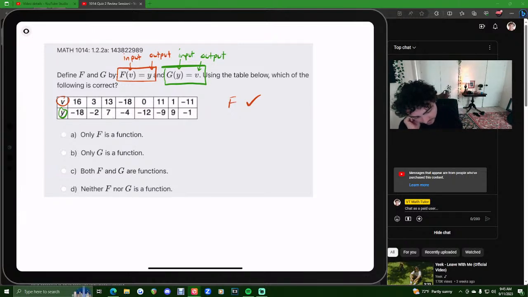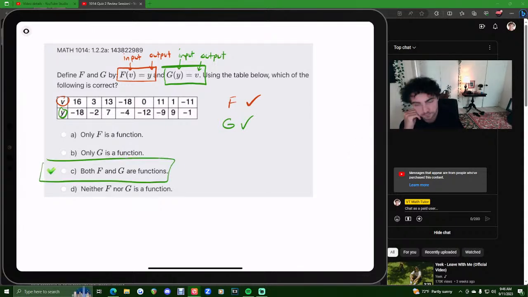Negative 18, negative 2, 7, negative 4, negative 12, negative 9, 9, negative 1. I don't see any repeated values, which means because there are no repeated y values, there are no repeated inputs for the function g, which satisfies that g is a function. So in this case, I think both f and g are functions.